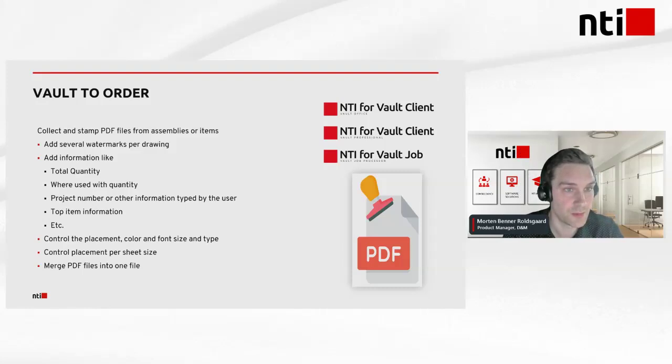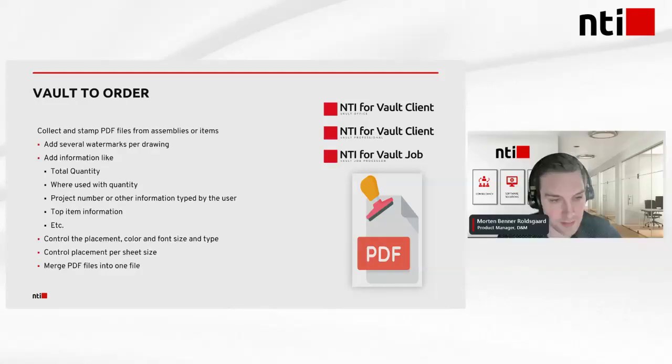What we can do with Vault to Order is to collect and, if we want to, stamp all the PDFs from an assembly level or an item level. So it could be that we want to add watermarks per drawing with information like the quantity and where different components are used. So information about the assembly. It could also be that we want to add custom information filled in by the user, such as the product number or other information that we don't necessarily have on a property, but it's something that we type in as a user.